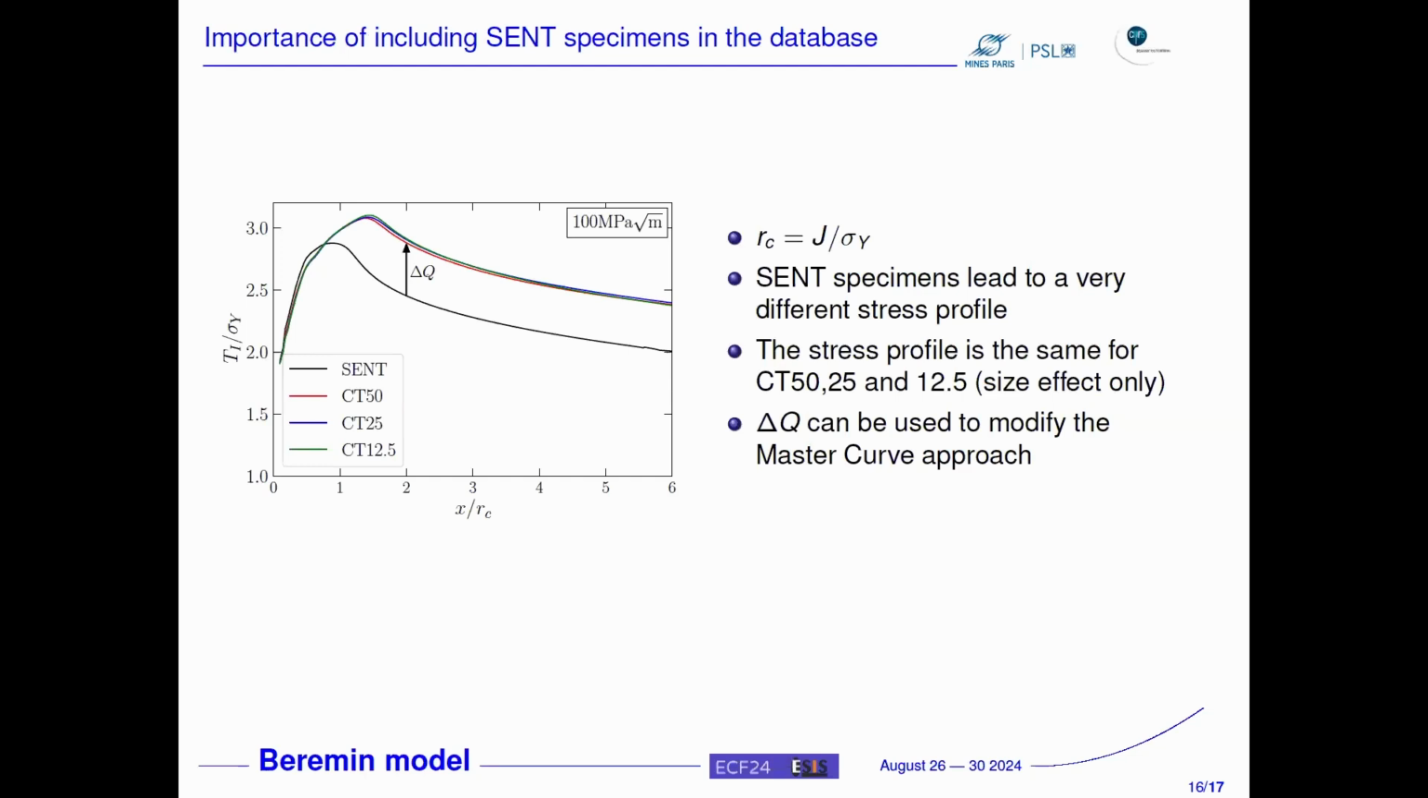I think I'm running out of time, so I want to outline the importance of using the SCNT. Adding the SCNT was very helpful to get a good fit. The reason is that for the stress field ahead of the crack tip, you see here, you have a bump because of plasticity. For the three CT specimens, it's all the same. Basically, the stress state is the same, and it's different with the SCNT, and that gives you more relevant data points to make a good fit of your parameters.